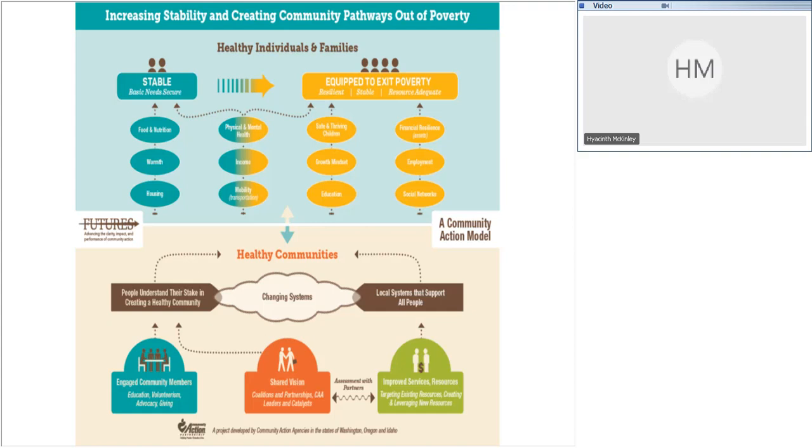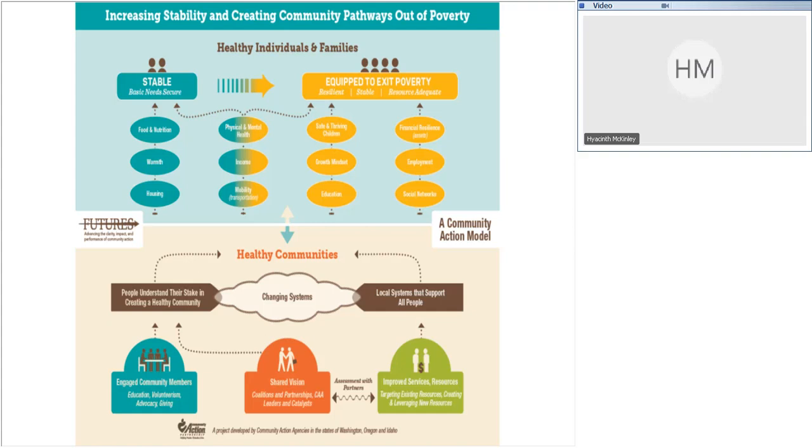But if we talk about it from a standpoint of the basics of what we're attempting to support our community with, it is usually in those areas of stabilizing people so that they themselves, with supports, can equip themselves to exit poverty. And so we came to it from that approach, also recognizing that in order to have healthy individuals and families, we have to have a healthy community. And what does that look like, too?